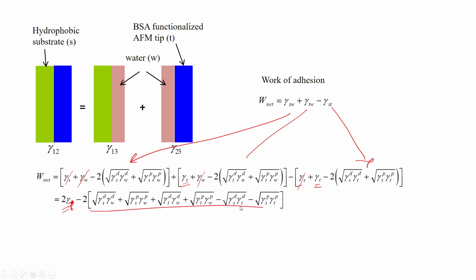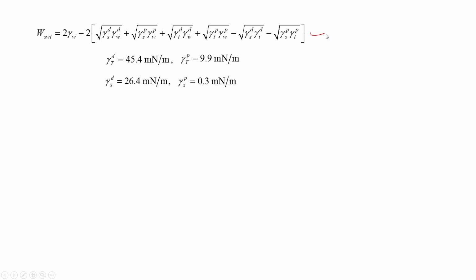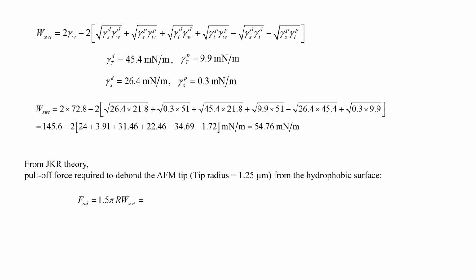Now you substitute all the values that you have estimated. Finally, 2 gamma W, yes, water. Then you substitute these numbers and you will get the value for the work of adhesion. This comes out to be 54.76 millijoule per meter square, which is actually millinewton per meter, same thing.